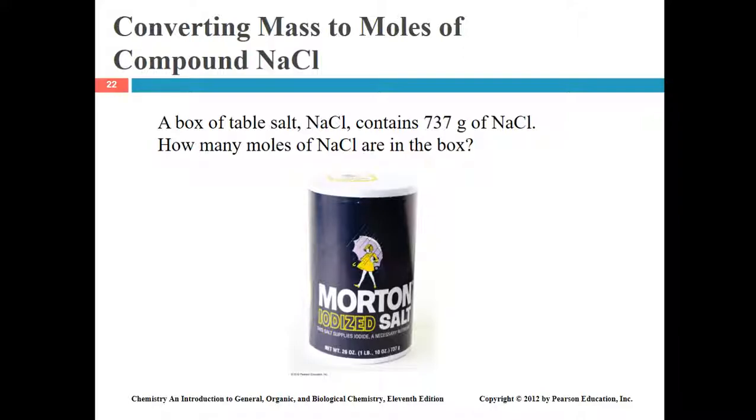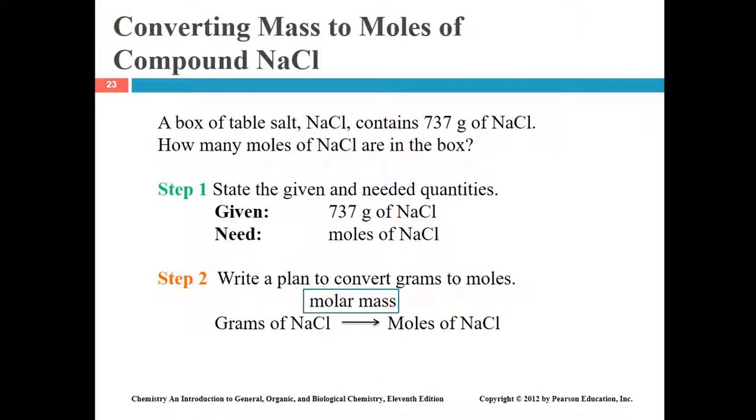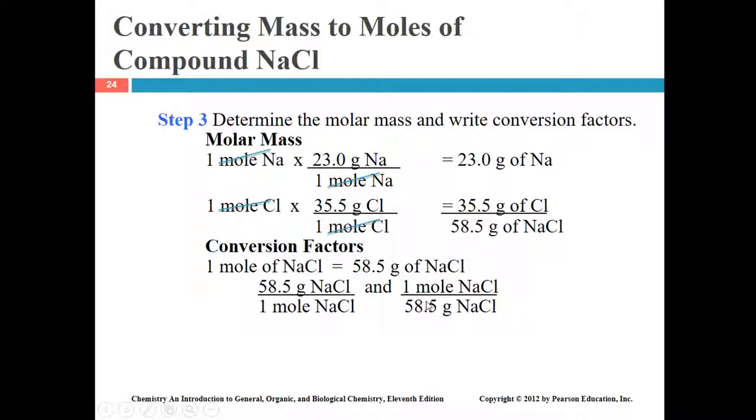A box of table salt, NaCl, contains 737 grams of NaCl. How many moles of NaCl are in the box? So the first thing we're going to say is, okay, we're going to start with 737 grams of sodium chloride. We need to get to moles, and we know we do that via the molar mass. So you need to look up the molar mass for our sodium chloride.